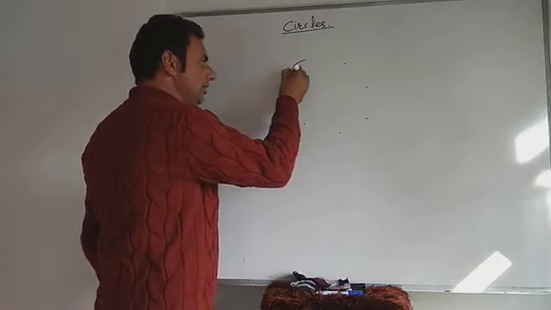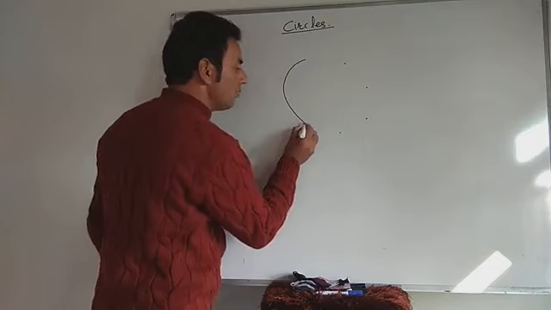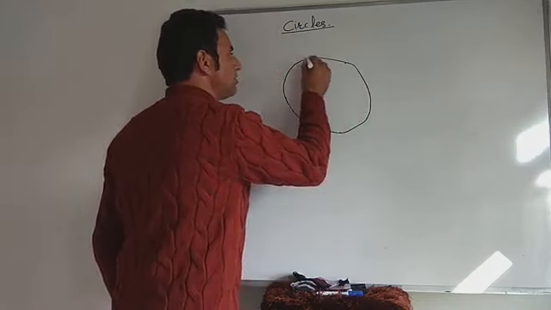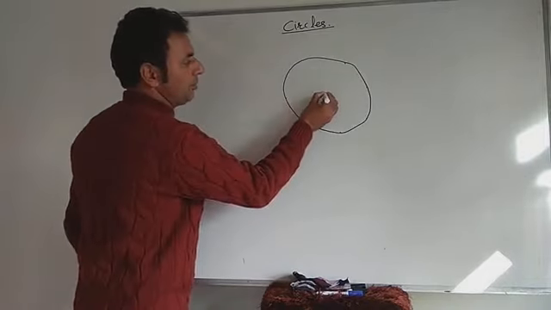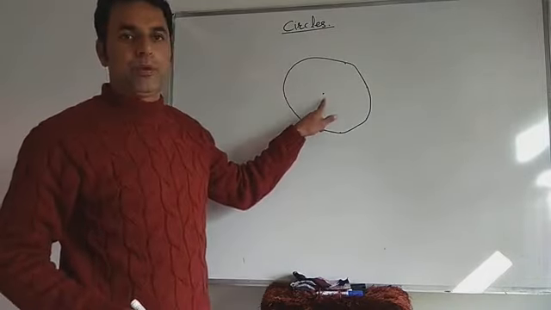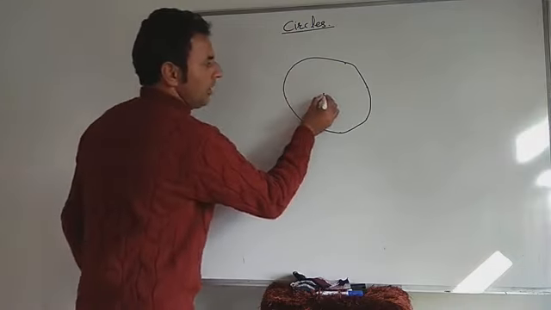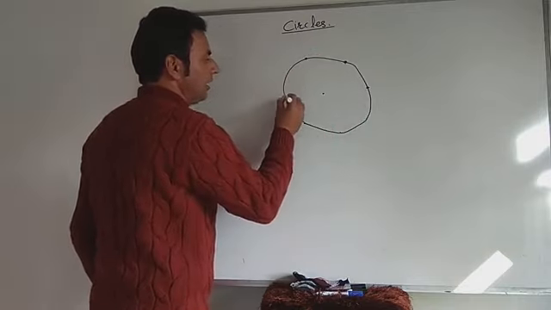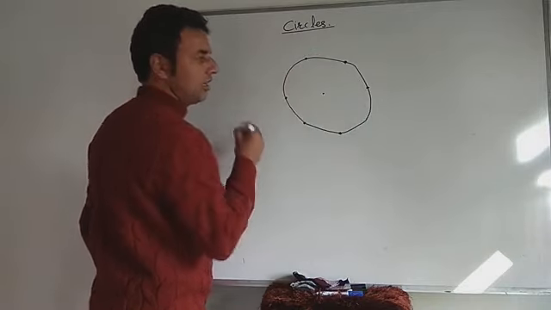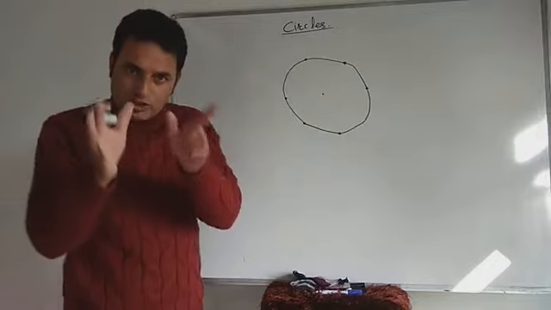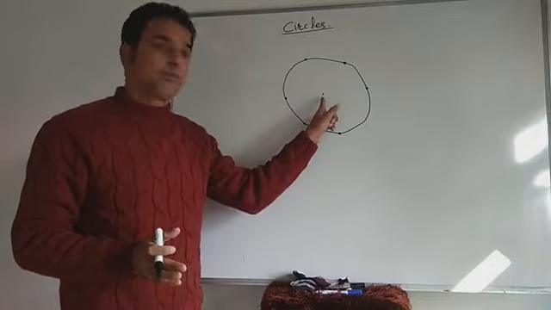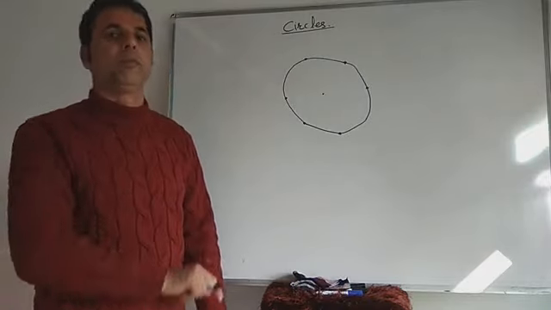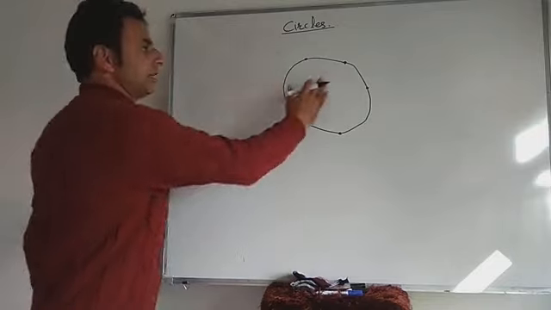If I join these points, what does it mean? I mean all those points which are equidistant from a fixed point. Say, this is a fixed point here in a plane. All these points which I have drawn on the plane are equidistant from this very point. If all these equidistant points are joined in a plane, the figure so formed is called a circle.